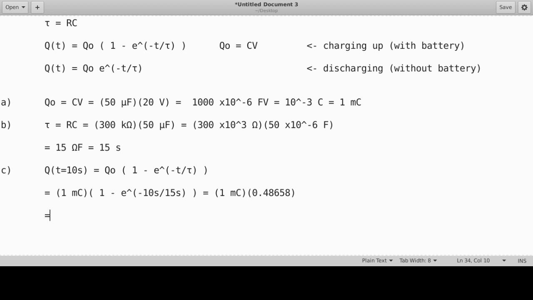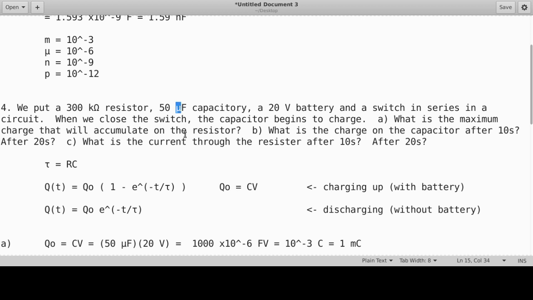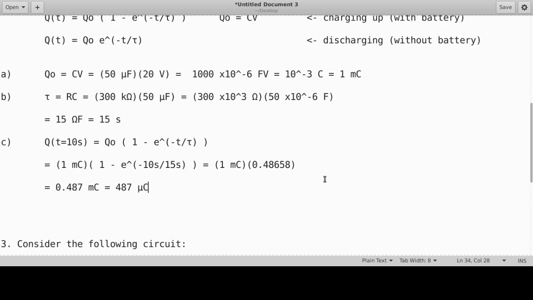And the answer would then be 0.487 microcoulombs, or I might write that on the test as 487, sorry, millicoulombs. I said micro. Millicoulombs there, millicoulombs there. It will be microcoulombs. Okay, so there we go. That's what it's equal to after 10 seconds.